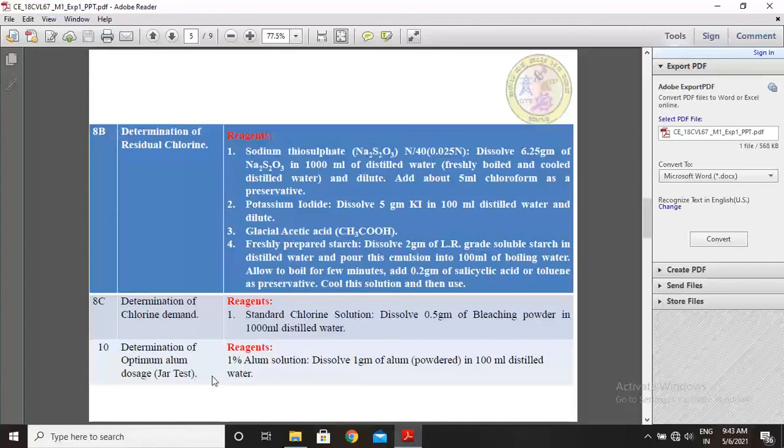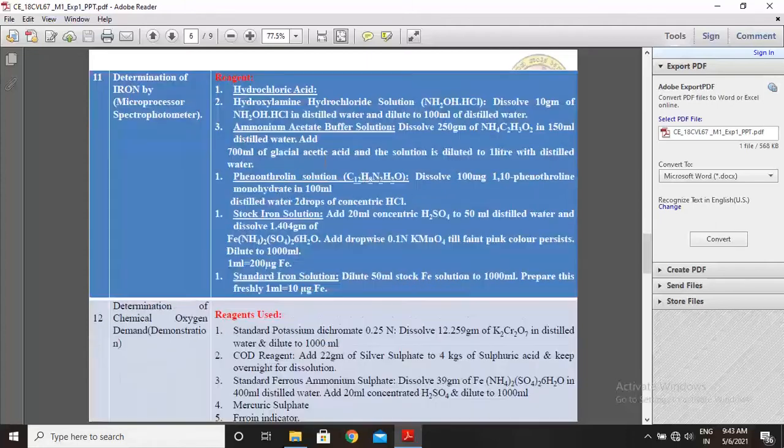To conduct this experiment, 1% alum solution is required. To prepare 1% alum solution, dissolve 1 gram of powdered alum in 100 ml distilled water. So this is the reagent. Label it and continue the experiment. Determination of iron by microprocessor spectrophotometer, iron and nitrates by microprocessor photometer. These are the reagents required for these experiments.